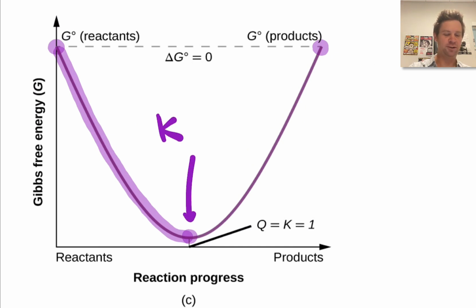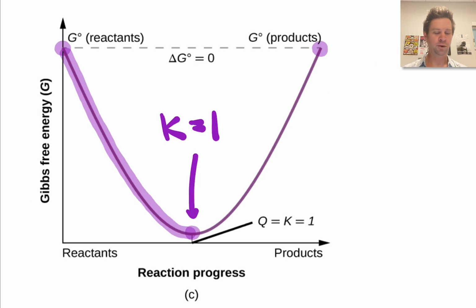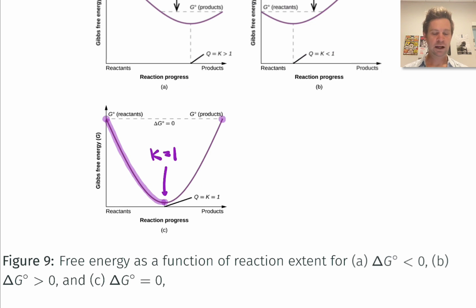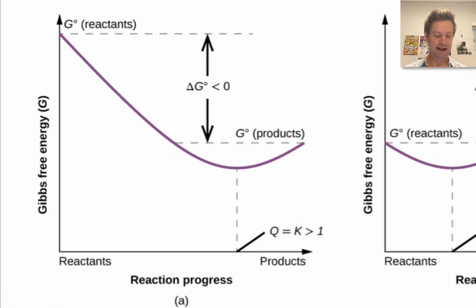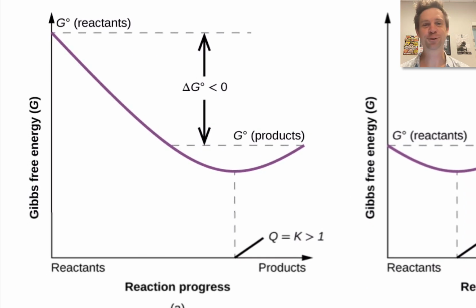And this is drawn on the slide, but just to emphasize it, K is equal to 1 here at the equilibrium state. And this is a free energy minimum. If the system makes a little more product or a little more reactant, the free energy will rise. This is true in all three cases, in fact. Let's now imagine the situation where the products are lower in energy than the reactants. This is very typical, right? A functioning chemical reaction is going to look like this, with the free energy of the reactants higher than the free energy of the products.